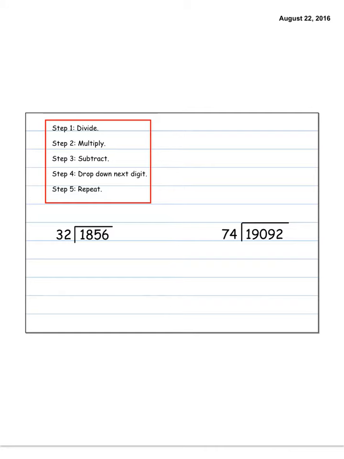Our first one here, 1,856 divided by 32. So we look at the 32. Can 32 fit into 1? Nope. So we move on. Can it fit into 18? It cannot. So now we have to move on to the 5. We ask ourselves, how many times does 32 fit into 185?